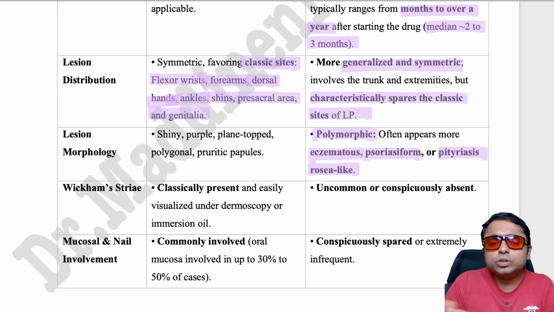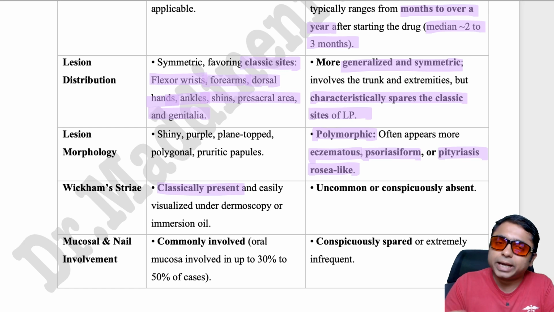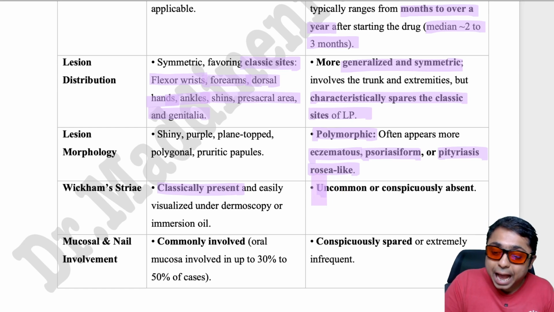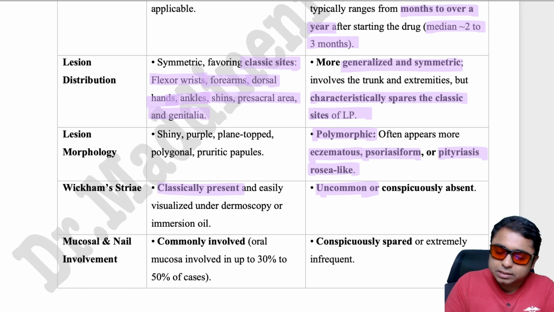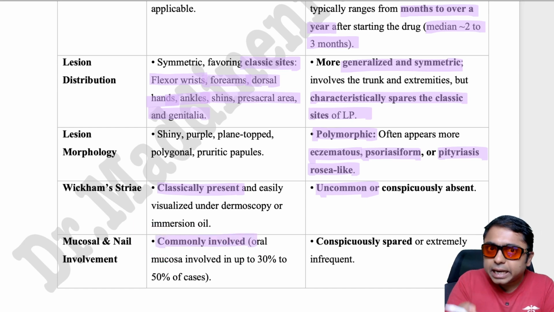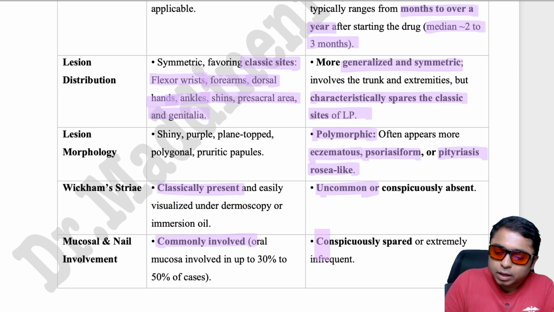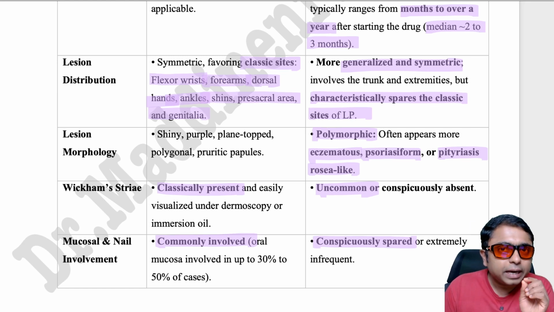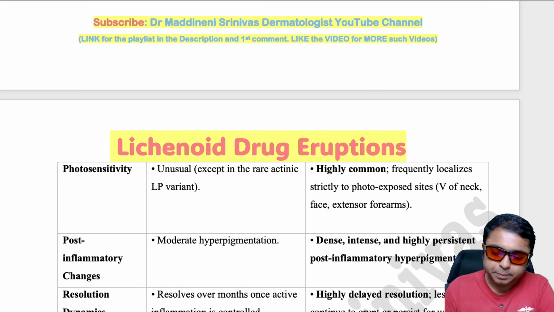Also, in lichen planus patients you will usually see a lacy network pattern of Wickham's striae over the body, which is very classic, but it is going to be absent in drug-induced lichen planus. Not only that, mucosal and nail involvement is very common in classic lichen planus, and it is going to be very peculiarly absent in drug-induced lichen planus. One question for all of you: what is the pathognomonic nail change which can be seen in patients of classic lichen planus? If you know the answer, please put it in the comment section.